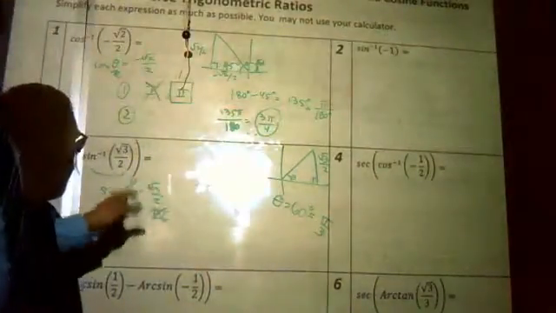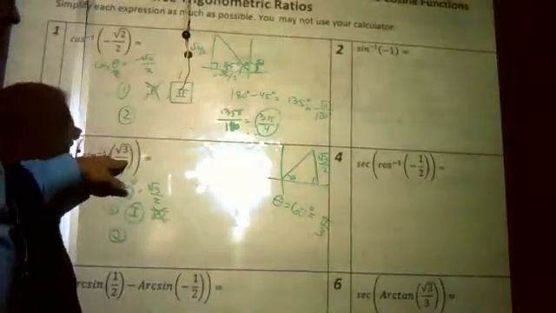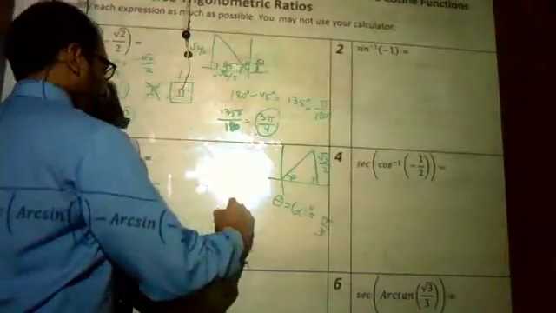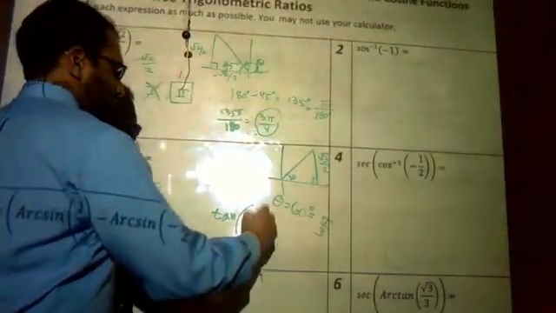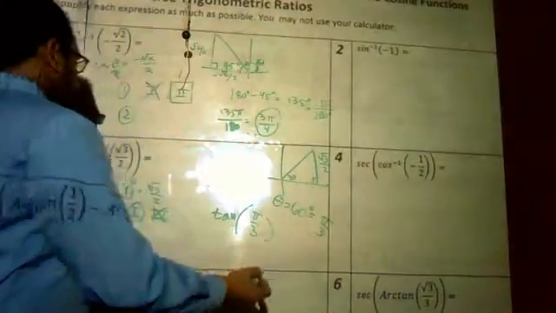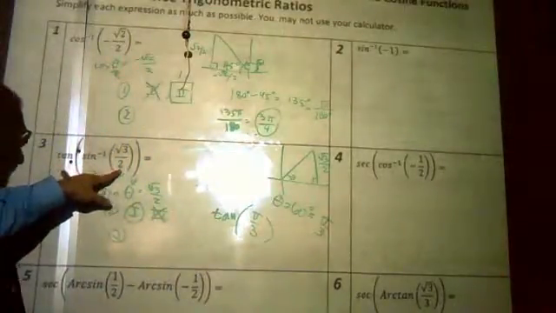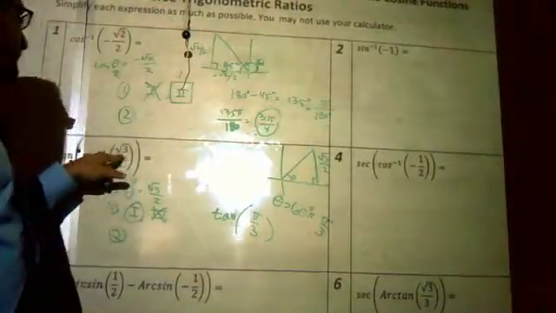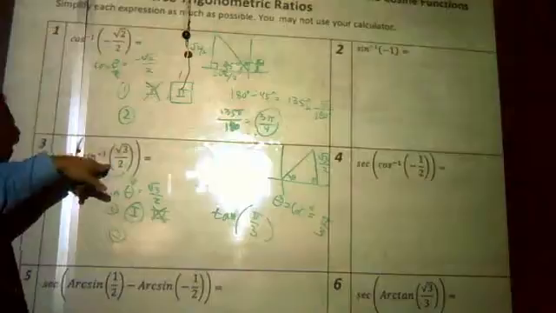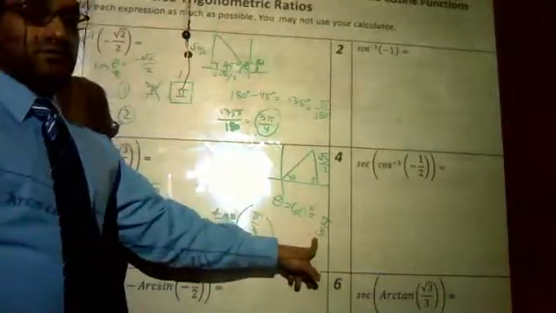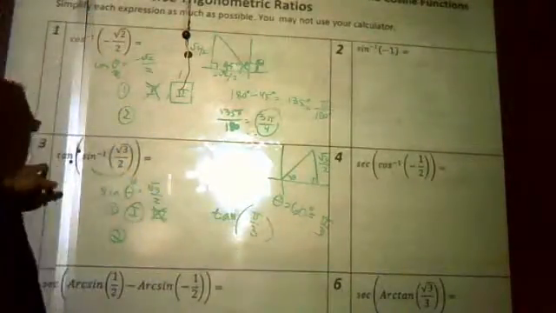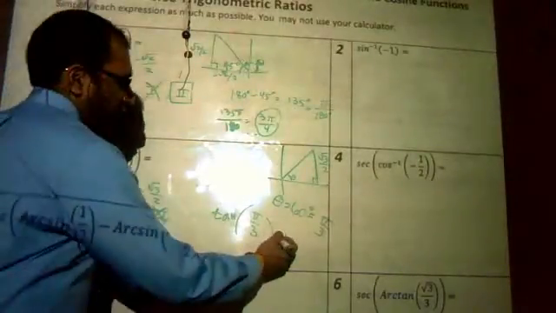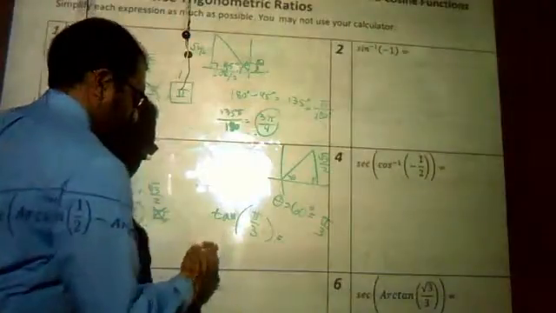Are we done? No. We just did the inside of our function. Now we have to do the outside. So now I have to find the tangent of pi over 3. All I did was bring my entire function down, and I said, okay, I already solved the inside portion. The inverse sine of square root of 3 over 2 I got was 60 degrees, or pi over 3. Now I'm going to take the tangent of pi over 3. So when I take the tangent of pi over 3, this is what I get.